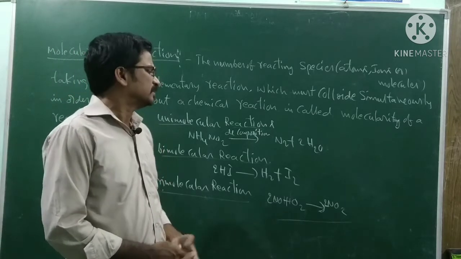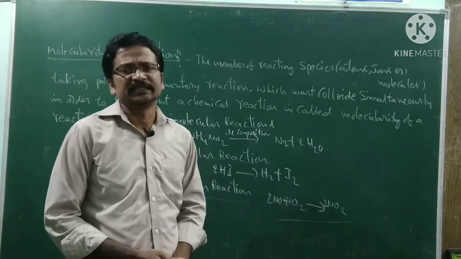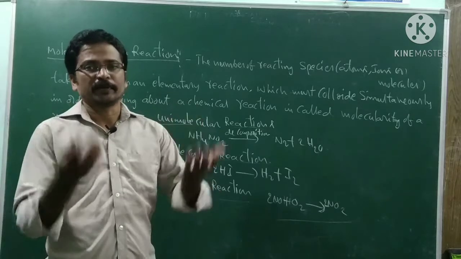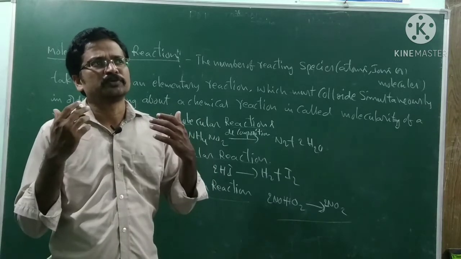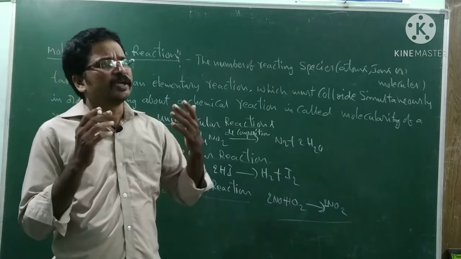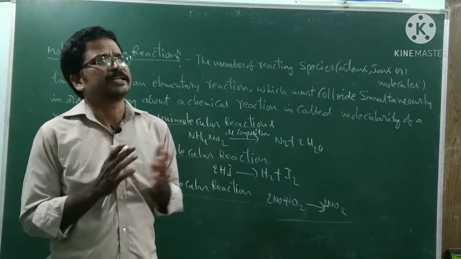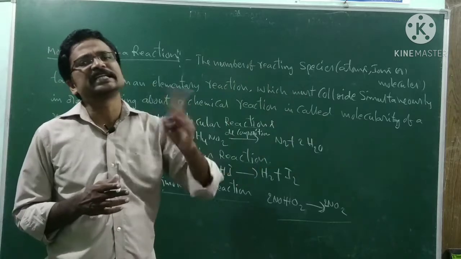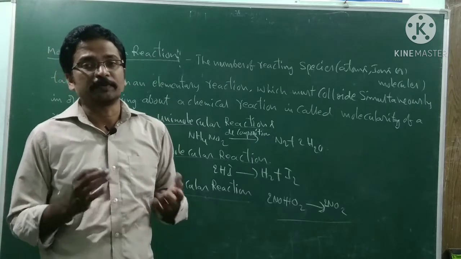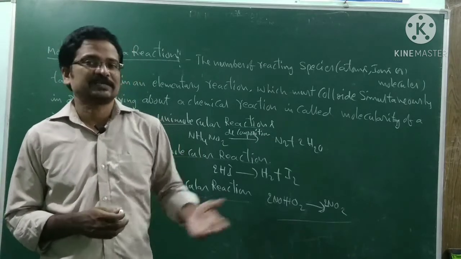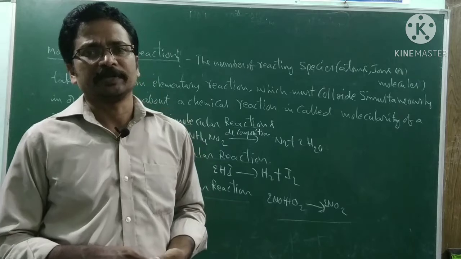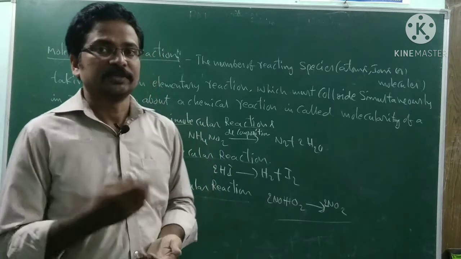So why is more than 3 very rare? Because the probability of giving the product on collision of more than 3 molecules simultaneously, giving rise to the product in a single step, is a difficult process. The probability of getting the product in a single step is lesser. So more than 3 is a difficult one.